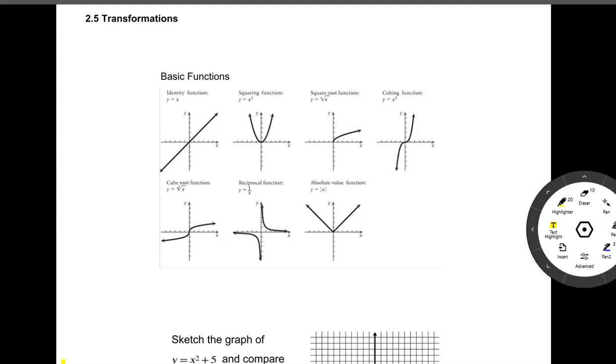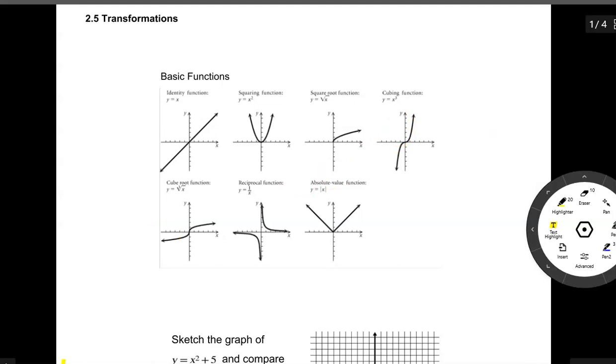Okay, we are ready to move on in 2.5. If you recall from the first video, we just spent some time looking at these basic functions because the rest of this section, and as you go through the homework, you're going to be taking these basic functions and then applying some transformations to them and moving them, shifting them to the right, left, up, down, making them narrower, wider, or even flipping them upside down.